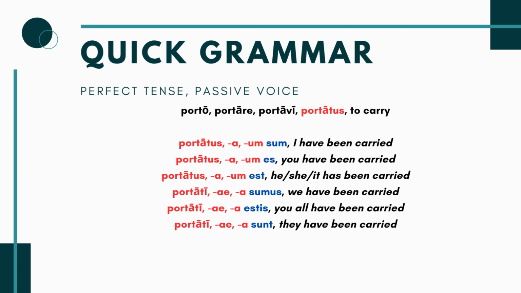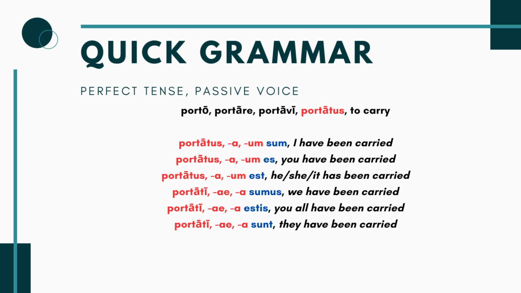So it's either going to be -us, -a, or -um when it's singular. Now, what I put after it in blue here is the present tense of the verb to be, esse. For instance, if I said portatus sum, I'm saying "I have been carried." The "have been" indicates it happened in the past, perfect tense, and it was passive voice. "I have been," right? That's what you're doing here.